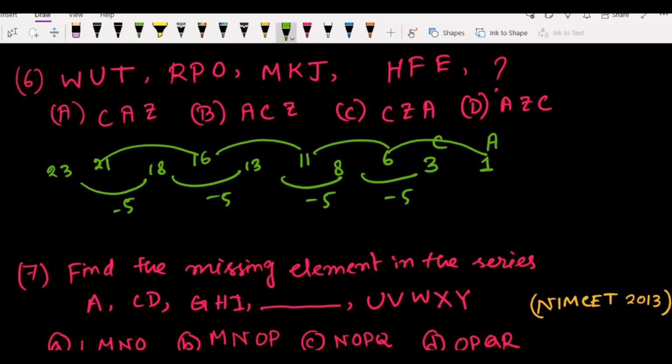Now see, T is 20, then O is 15, then J is 10, E is 5. So the next will be 5 minus 5, that is 0. And 0 is Z. A is 1 and Z we can take as 0. So the last will be Z. So our answer will be CAZ. That is the option A.